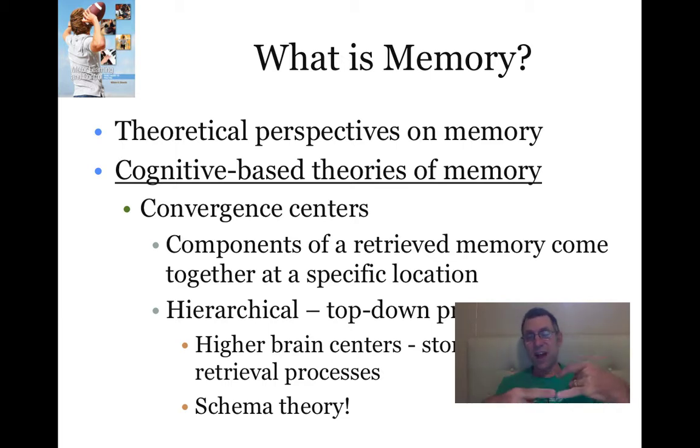This is considered a hierarchical process, so it's sort of a top-down thing. Obviously from the brain, central nervous system, and outward, and this very much falls in line with the schema theory proposed by Schmidt, which we talked about a few chapters ago.